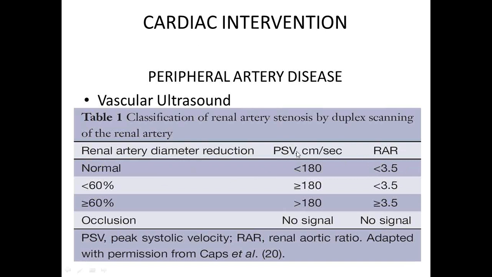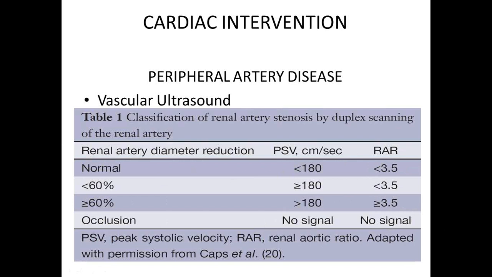The peak systolic velocity in the renal artery may be greater than or equal to 180 centimeters per second, but when you do your RAR, it's less than 3.5. For a stenosis that's greater than or equal to 60% in the renal artery, your peak systolic velocity is usually greater than 180 centimeters per second, and your RAR, the renal aortic ratio, is greater than or equal to 3.5. Again, the RAR is calculated using the peak systolic velocity in the renal artery divided by the peak systolic velocity in the normal aorta, okay? If there's total occlusion, you're going to get no flow, so no signal at all, okay?